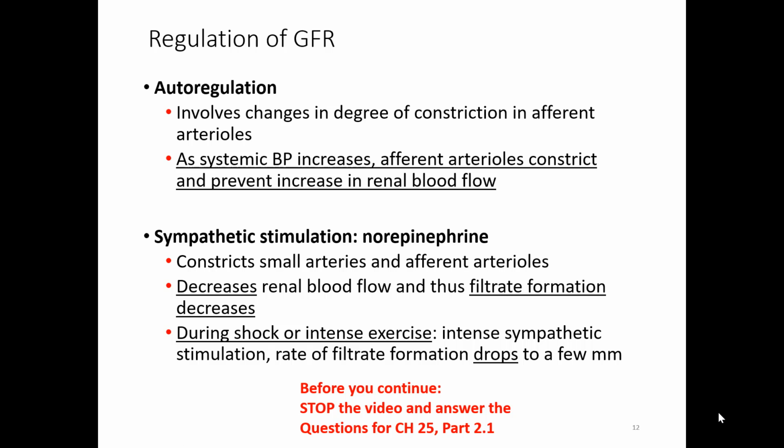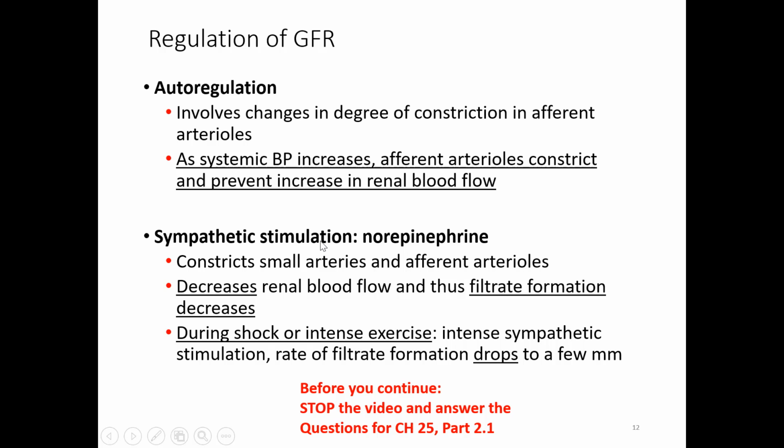Regulation of glomerular filtration rate. Kidneys can regulate it by themselves. And as soon as our blood pressure increases, our kidneys' receptors can feel it, and the afferent arterioles constrict using their smooth muscles and prevent increase in renal blood flow. So less blood goes to the glomerulus and glomerular filtration rate decreases.